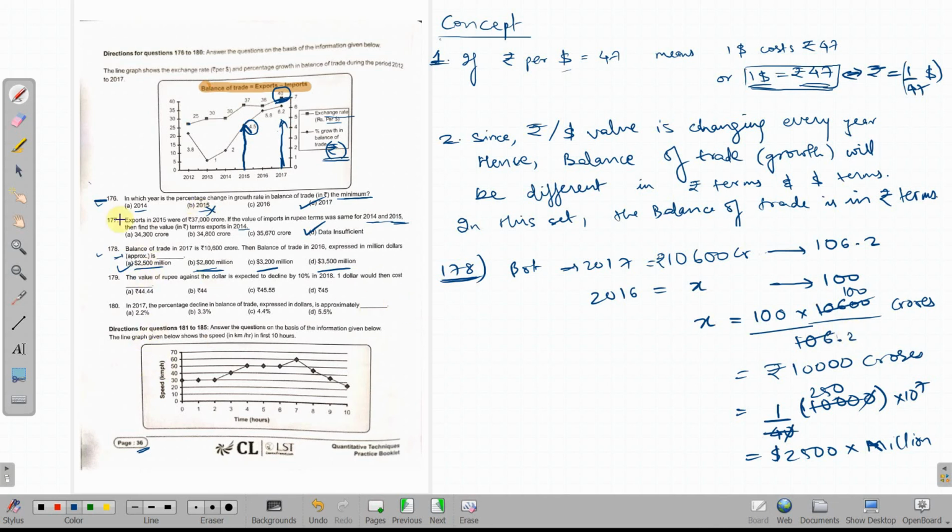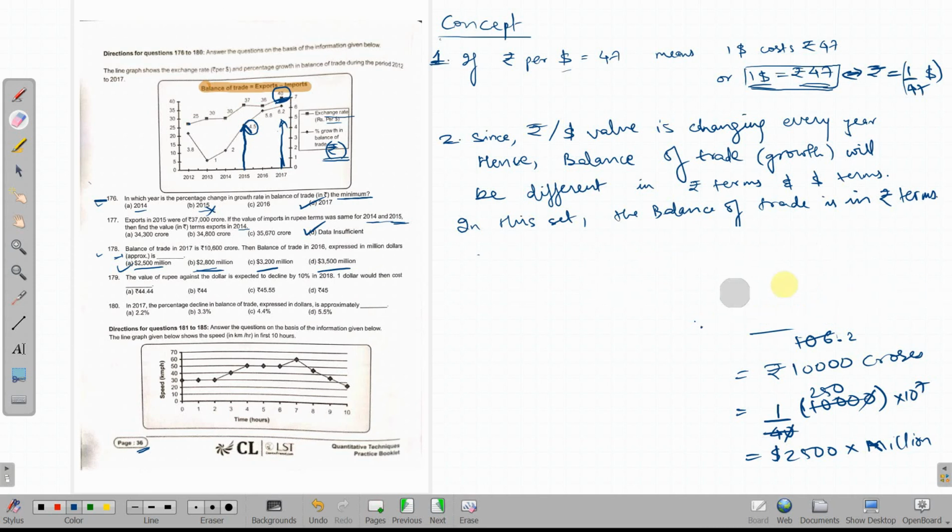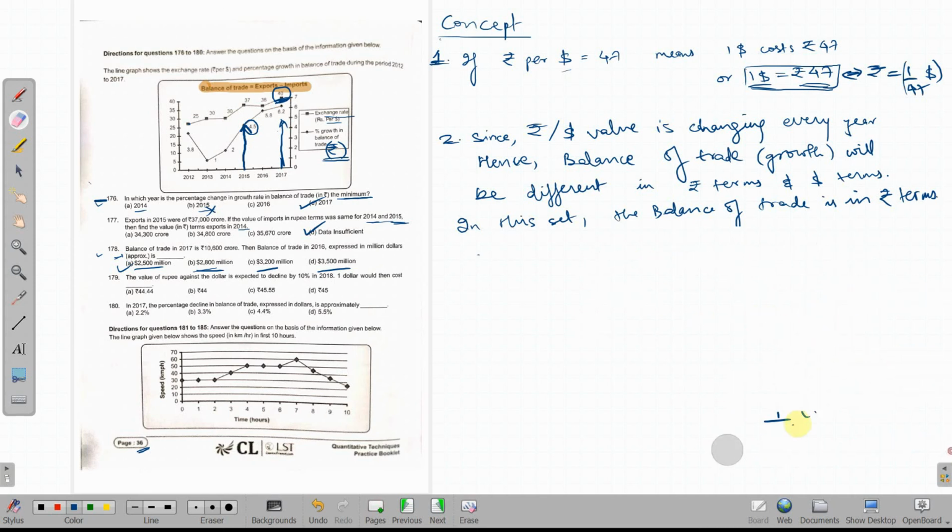Okay, chalo. Then this was about balance of trade related questions. Iske baad, I hope this one is clear. Then moving on to the next question, 179th is clearly only based on the dollar rupee exchange rate. So 179, what does it say? The value of rupee against the dollar is expected to decline by 10% in 2018. $1 would then cost. So again, this question is based on value of rupee against the dollar.